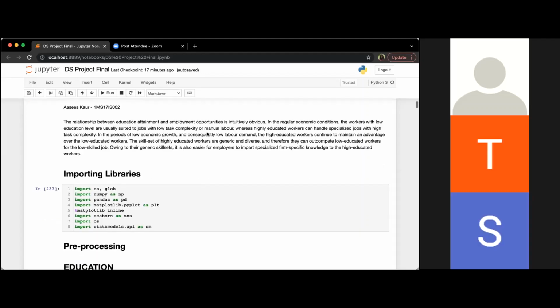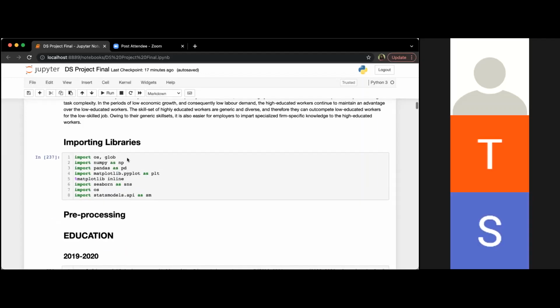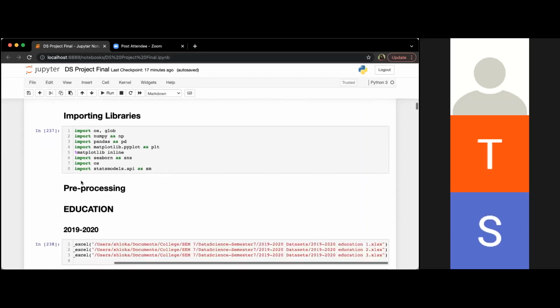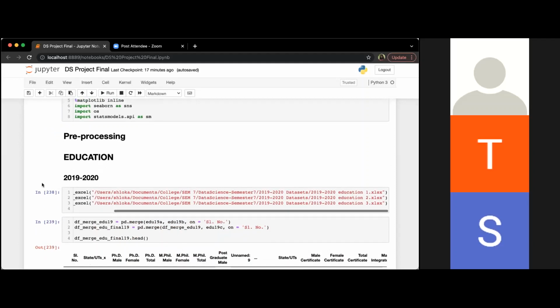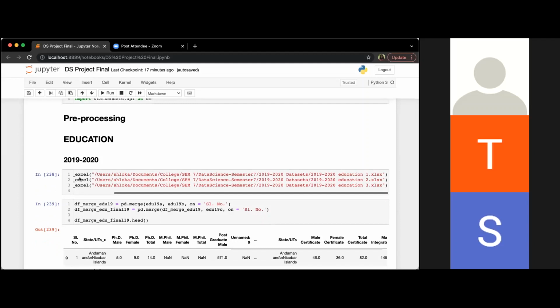Moving ahead to the data science part, we first import the required libraries, then we move on to pre-processing the data. So our data consists of data sets for education and data sets for employment. For education, we got a data set from a government website called AISHE, and for employment, we got a data set from another government website called CMIE.